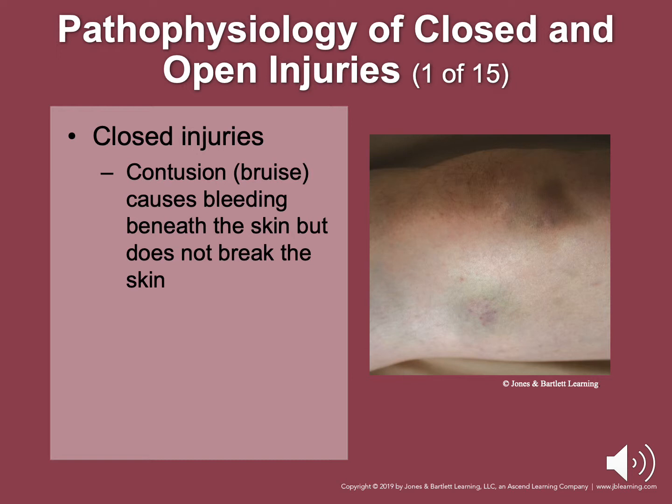So, soft tissues are often injured when exposed to the environment. You have closed injuries, open injuries, and then burns themselves. Closed injuries are characterized by a history of blunt trauma, pain at the site of injury, swelling beneath the skin, and discoloration. Contusions cause bleeding beneath the skin, but do not break the skin.